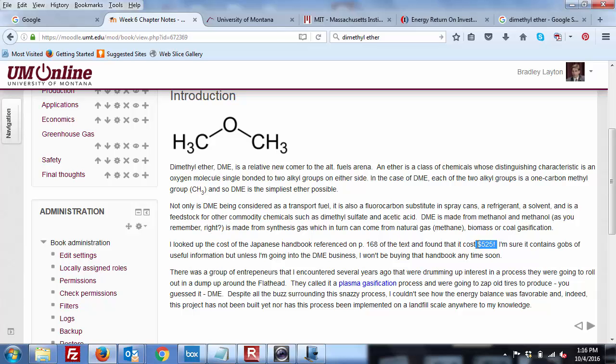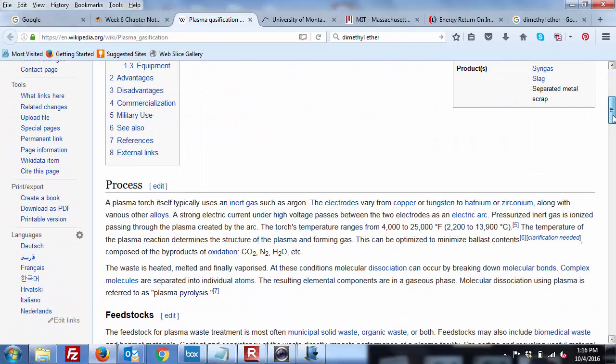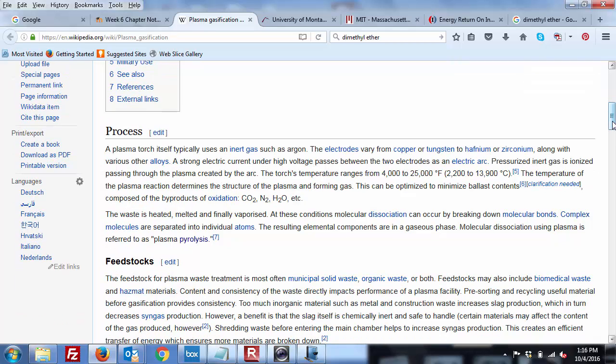Plasma gasification. Zap old tires to produce DME. Yeah, I am seeing some neat pyrolysis of landfill tires, though. We'll check out the plasma gasification just for a little bit. Yeah, the waste energy on this one is tough, because you're hitting these huge temperatures to break down larger molecules into smaller ones.